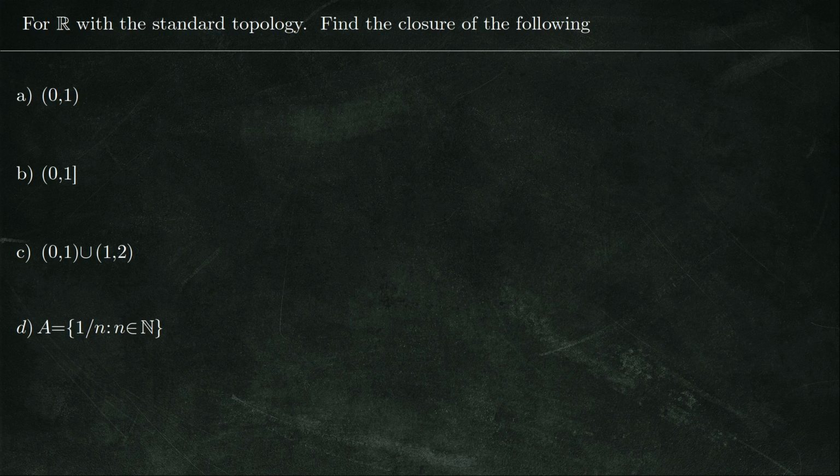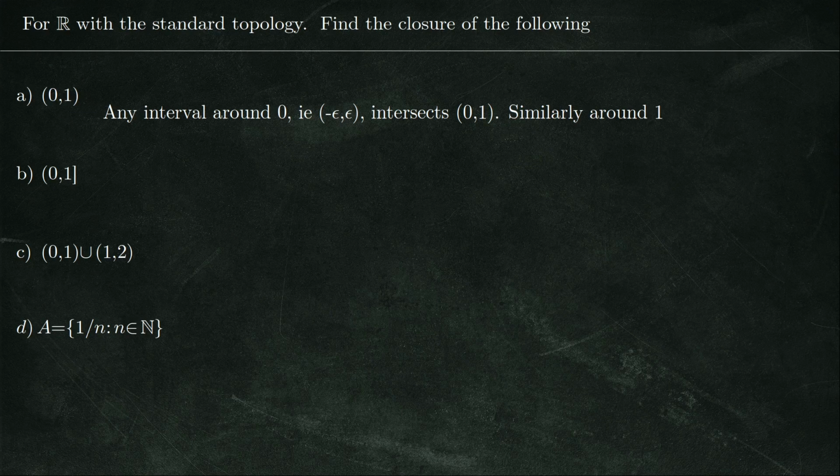So let's have a look at the first one, (0, 1). Well, based on the terminology, I'm expecting this to be the closed interval [0, 1]. So let's check that. So we know every point between 0 and 1 must be in it. Every point inside the subset must be part of the closure. So let's check the points 0 and 1 themselves. Any open interval around 0 intersects (0, 1), so the point 0 must be in the closure. We can do the same thing around 1. Any open interval around 1 intersects (0, 1), and therefore 1 is in the closure.